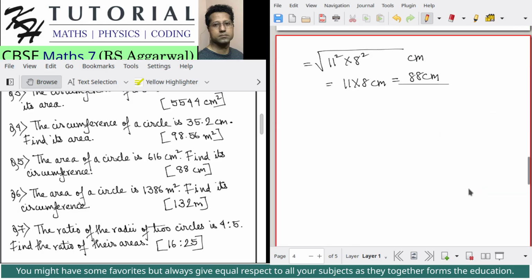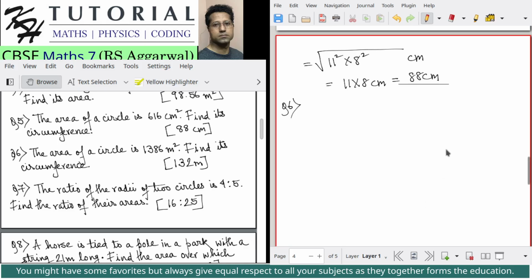Okay, let's do question number 6. The area of a circle is 1386 meters square. Find its circumference. So we know that area is equal to C square by 4 pi, where capital C is the circumference. So this implies, basically C is nothing but square root of 4 pi A.